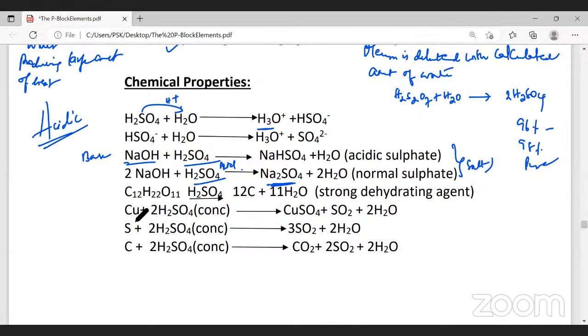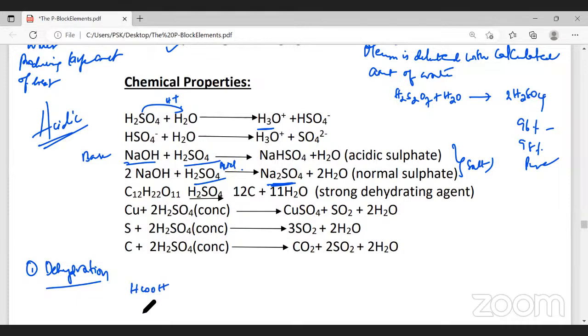Now, three important questions we are going to learn. The first one is dehydration. Dehydration is removal of water. The removal of water is called dehydration. Now, sulfuric acid is a very good dehydrating agent.